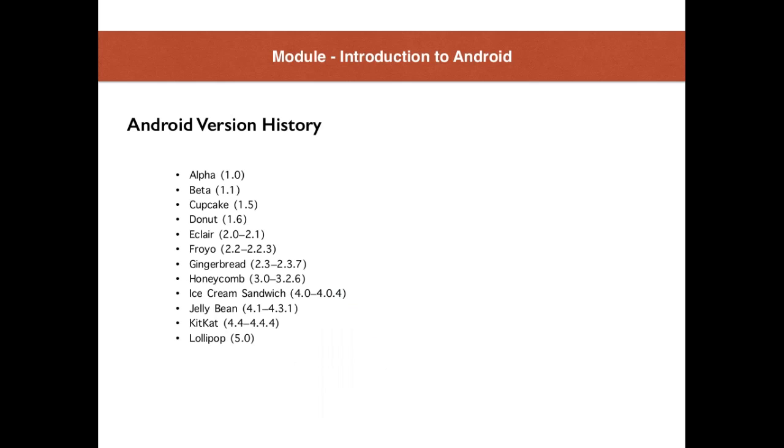Right, and this is the Android version history. If you see this, Alpha was the first Android version, which is 1.0, and then Beta came into the picture, and then Android started giving nicknames to the versions: Cupcake, Donut, Eclair, Froyo, Gingerbread, Honeycomb, Ice Cream Sandwich, Jelly Bean, Kit Kat, and Lollipop. For most of the demonstrations in this course, we're going to use somewhere between Jelly Bean and Kit Kat. Lollipop hasn't been completely released yet, but as of now it is just coming out. So this is the Android version history for us.